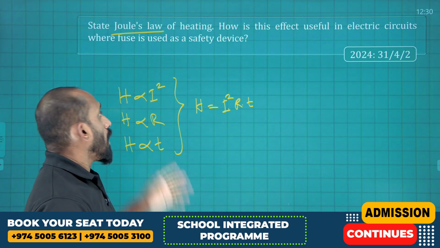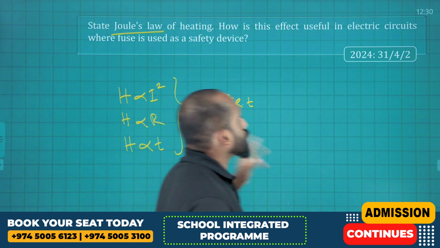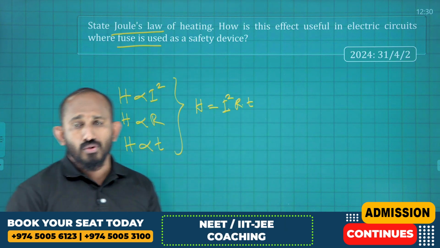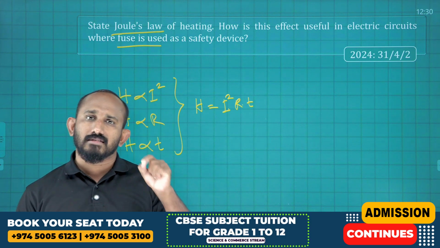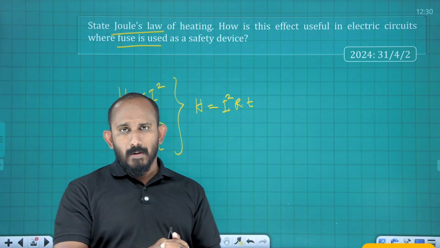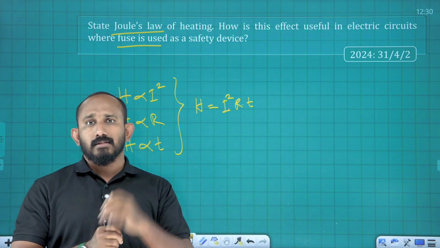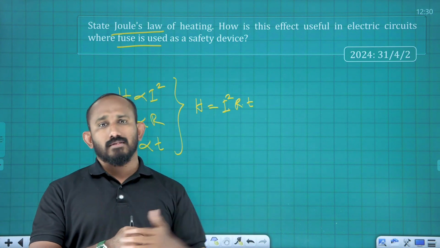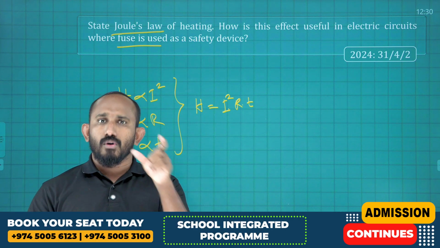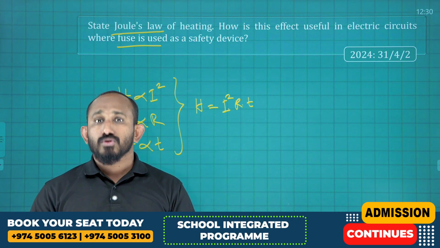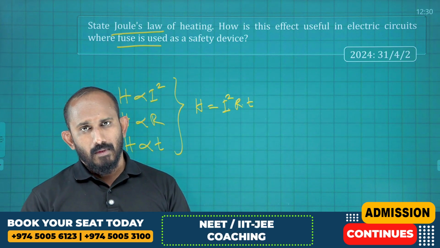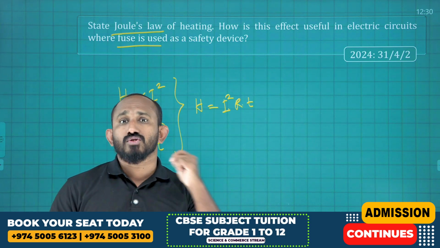Now concept is, how is this effect useful in electric circuits where fuse is used as a safety device? You know electric fuse is used as a safety device when overloading or extra current passes through a circuit. Then the fuse melts and it protects the device from overheating or melting. So that fuse wire or fuse material used should melt when extra current passes through the rating. So for the melting, heat should be produced.